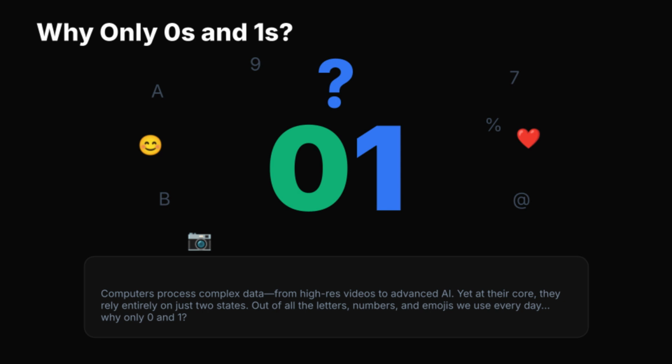Every day, we interact with all kinds of information like letters, numbers, emojis, photos, videos, and even AI generated text in today's world. To us, they're all completely different. But inside a computer, none of these exist the way we see them. At its core, a computer relies on just two symbols, 0 and 1. So here's the question. Out of everything it could have used, why did computers choose only 0 and 1?